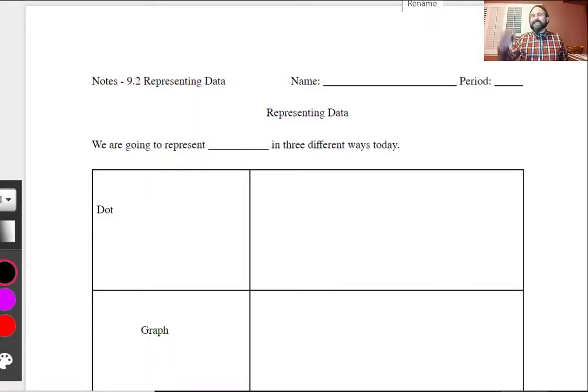We're talking about statistics. More specifically, we're on 9.2, representing data. So what I would like you to do is write your first name and your last name at the top right-hand corner and put that period number.